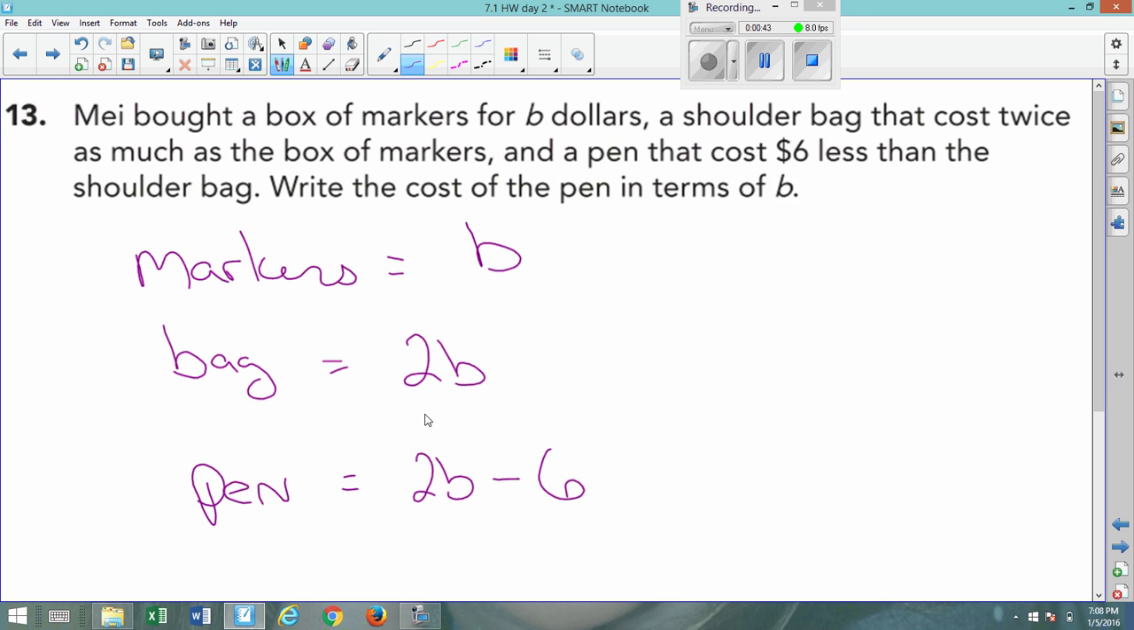May bought a box of markers for $B, a shoulder bag that costs twice as much as the box of markers, and a pen that costs $6 less than the shoulder bag. Write the cost of the pen in terms of B. So first of all, we know that the markers is B. And we know that the bag is twice as much as the markers, so it would be 2B. Then we know that the pen is $6 less than that. So that is 2B minus 6.